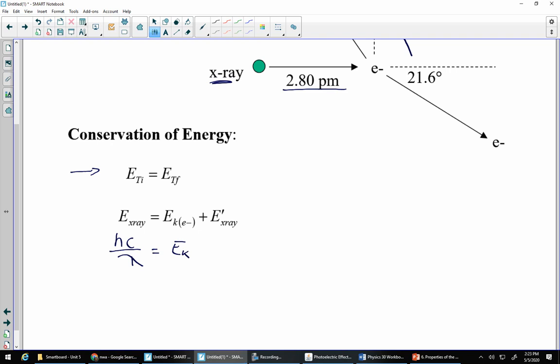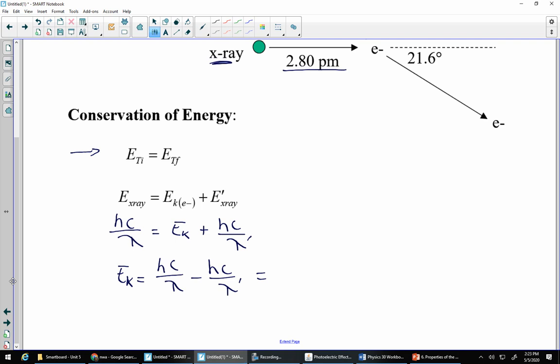We could find the speed, but I don't think we have to. Plus hc over lambda after, and remember after and final will be essentially the same thing. So my kinetic energy is going to be equal to hc over the wavelength before minus hc over the wavelength after, and we got to plug some numbers in. Please make sure that you are using the correct value for Planck's constant, 10 to the negative 34 joule seconds times 3 times 10 to the power of 8 meters per second, all divided by the wavelength before.